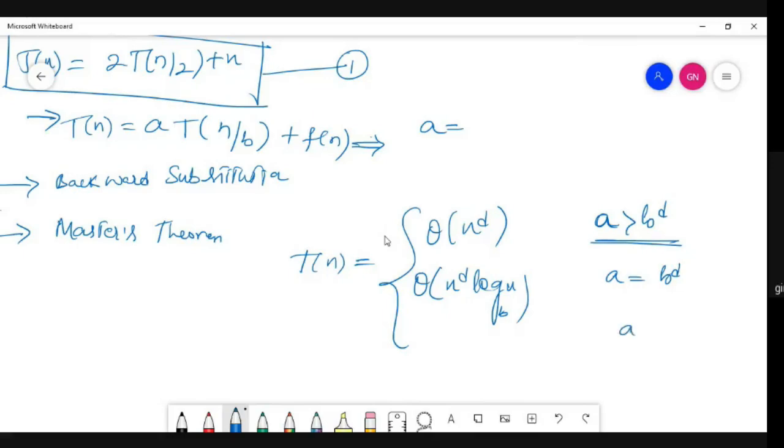And next, whenever your a is greater than b power d, it is theta of n to the power of log a to the base b. Something is missing, I think this is supposed to be lesser, right? N to the power of log a to the base b. Alright.